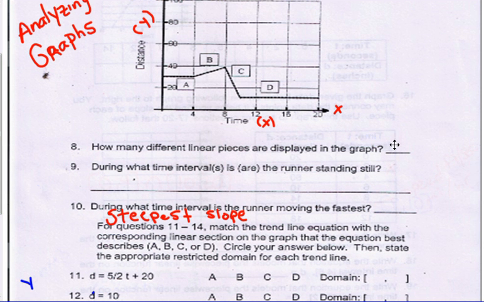Okay, number 8, your answer should be 4. Notice this is called a piecewise function because there are 4 pieces. Piece A, piece B, C, and D. During what time interval is the runner standing still? Well, notice A, you're not getting any further away, and D, you're not getting any further away. But I don't want you to write A and D. I want you to write from 0 to 4.